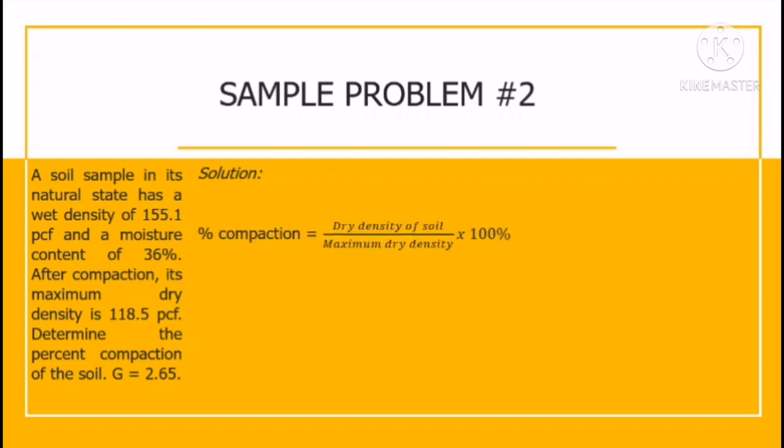Again, percent compaction is equal to the dry density of the soil over maximum dry density times 100. So, how are we going to get the dry density, given na yung ating 118.5 pcf na maximum dry density? Walang problema. But, in order for us to get the dry density, ang given lang natin is moist density with moisture content of 36%. So, how are we going to get the dry density? It's equal to G plus GMC over 1 plus E times unit weight of water. So, 155.1 equals 2.65 plus 2.65 times 0.36 over 1 plus E multiplied by 62.4. So, in English unit, 9.81 is equal to 62.4 KSF.